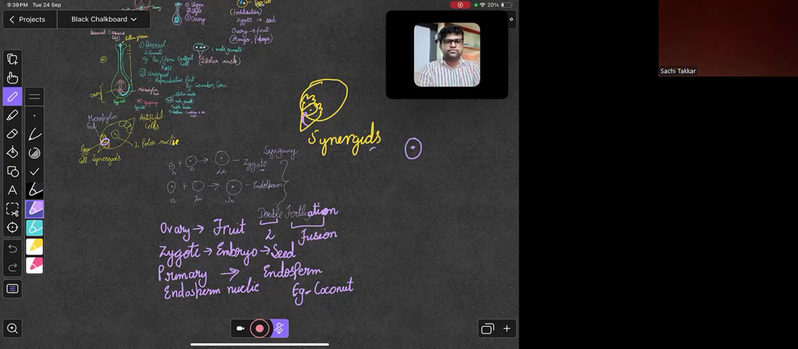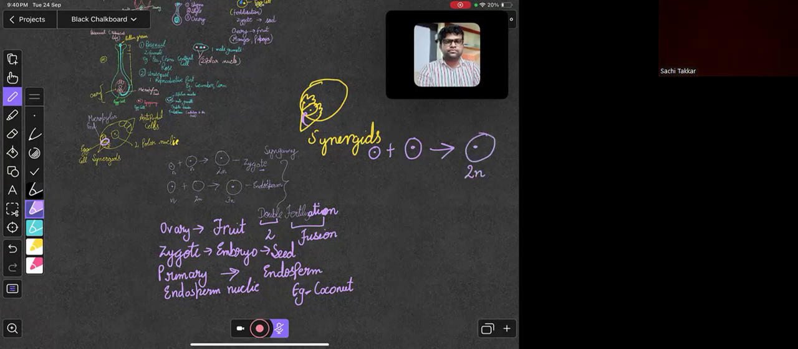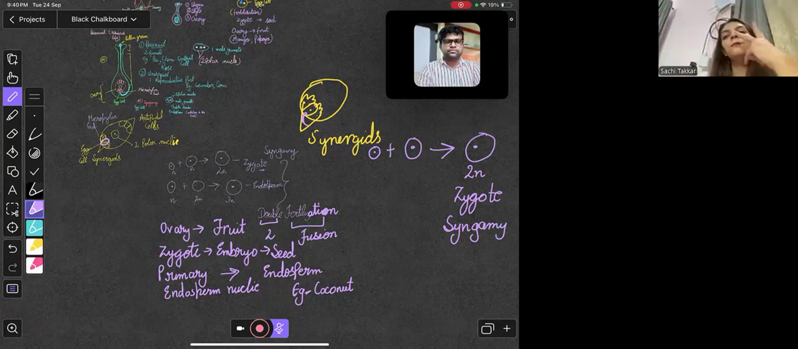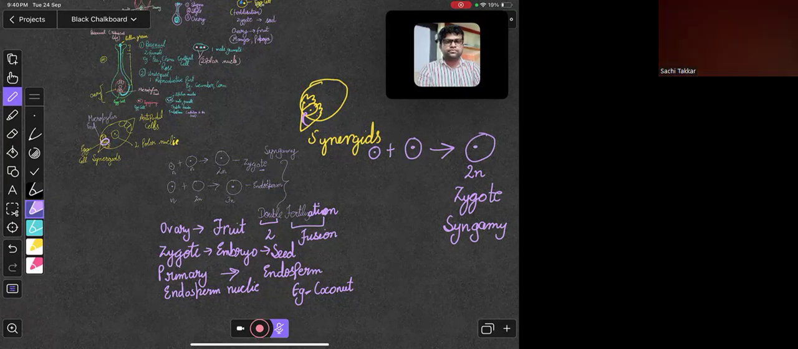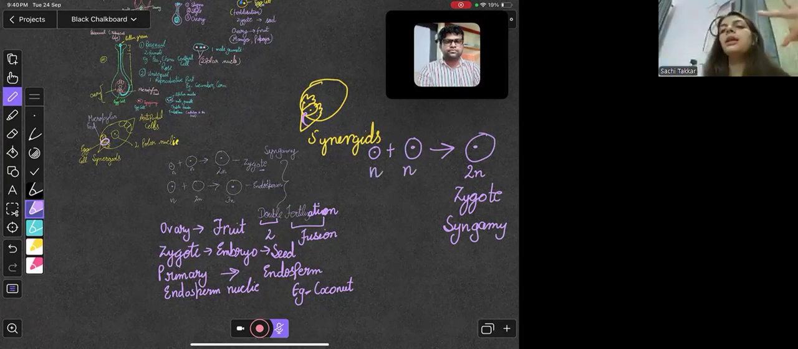So one male gamete present inside the pollen tube will fuse with the egg cell and form a diploid cell, that is the zygote, because of syngamy. Syngamy means fusion of two gametes to form a diploid structure. The zygote will convert into embryo and the embryo will give rise to seed.